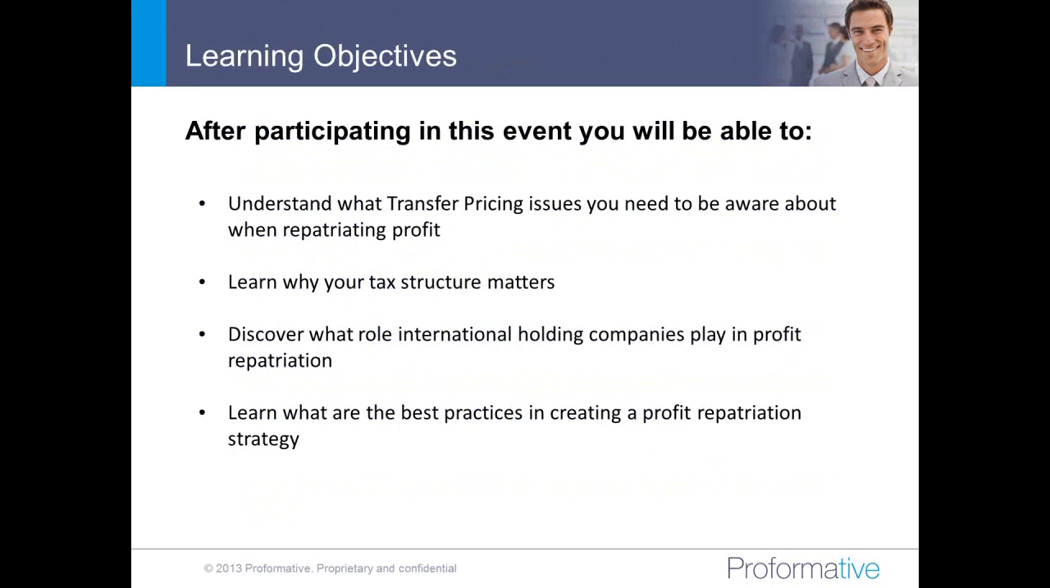A few learning objectives we'll try to learn during today's webinar: understanding what transfer pricing issues you need to be aware of when repatriating profits, learning why your tax structures matter, discovering what role international holding companies play in profit repatriation, and learning best practices in creating a profit repatriation strategy.